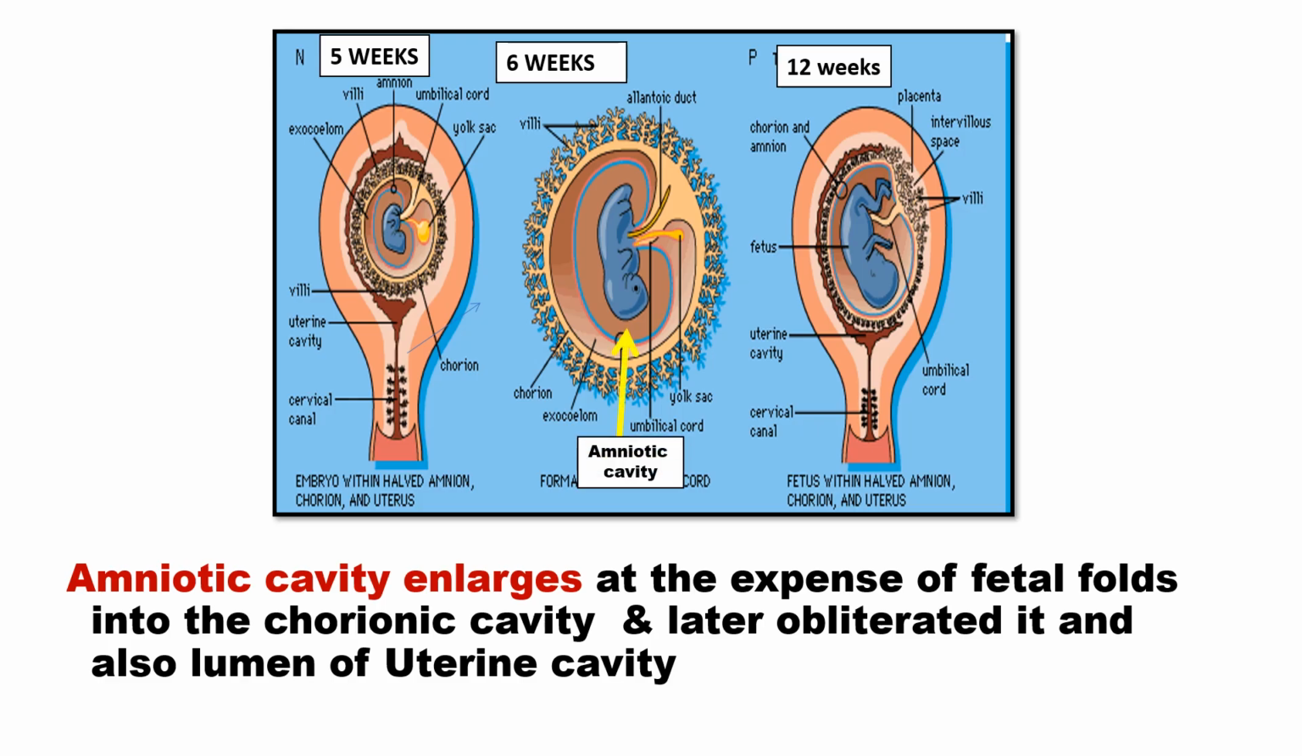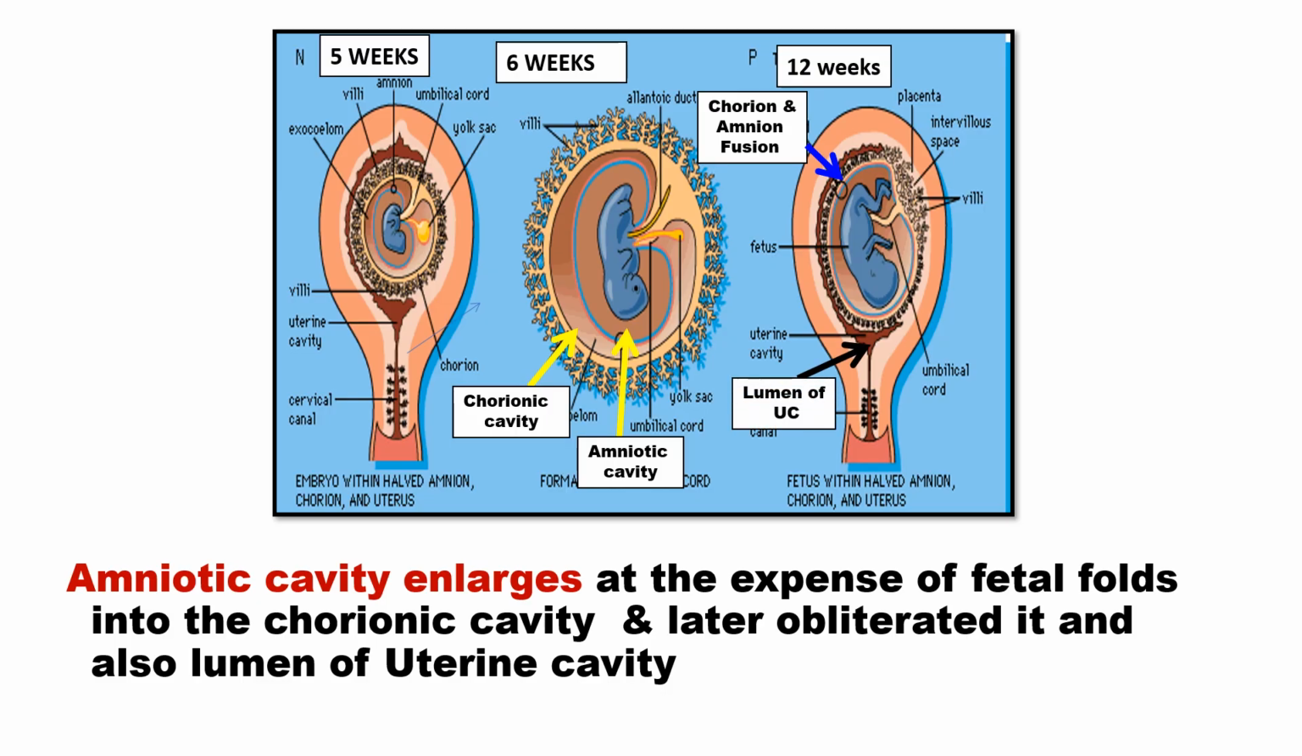Once again, the amniotic cavity enlarges at the expense of fetal folds, embryonic folds into the chorionic cavity, and later it completely obliterates the chorionic cavity and also the lumen of the uterine cavity. As it fuses with the chorion, it is known as chorioamniotic fusion.